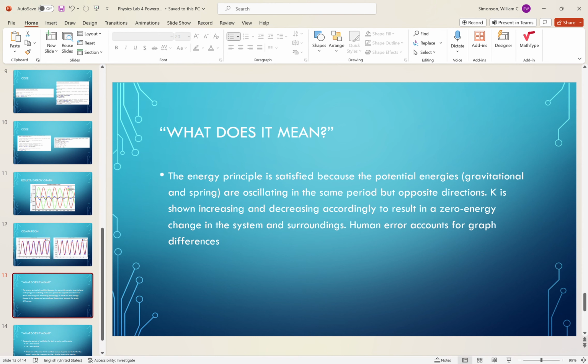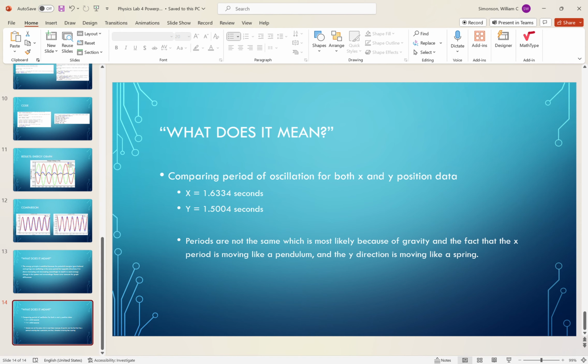The energy principle is satisfied because the potential energies, gravitational and spring, are oscillating in the same period but in opposite directions. K is shown increasing and decreasing accordingly to result in a 0 energy change in the system and surroundings. Human error accounts for graph differences, as stated earlier.